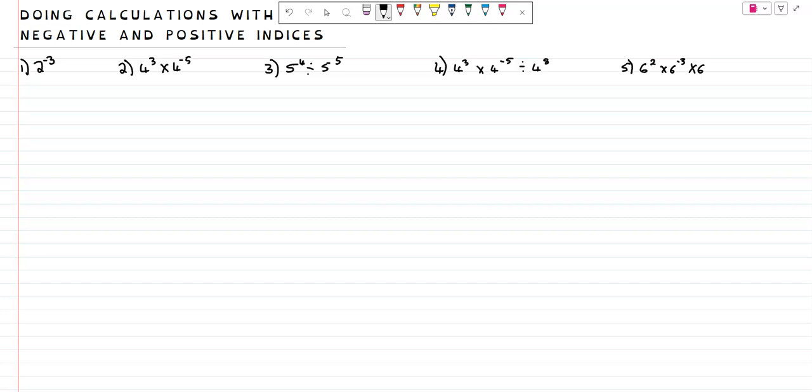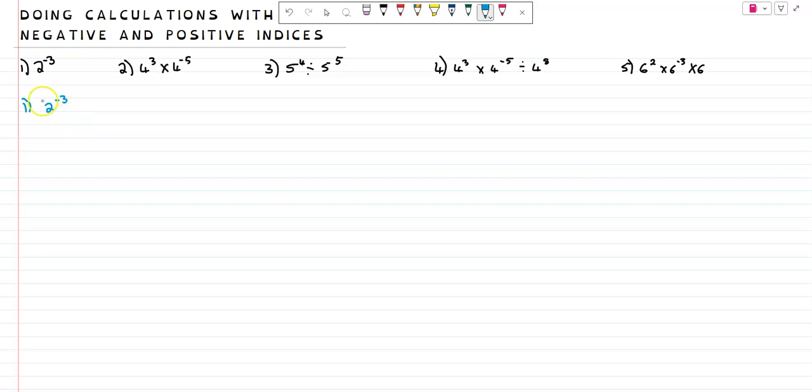Alright, so let's start with our first equation. Remember what we need to do? We need to first write down our equation. So we have question number 1. We tell the teacher we are doing question number 1. We write down the equation 2 to the power of negative 3.